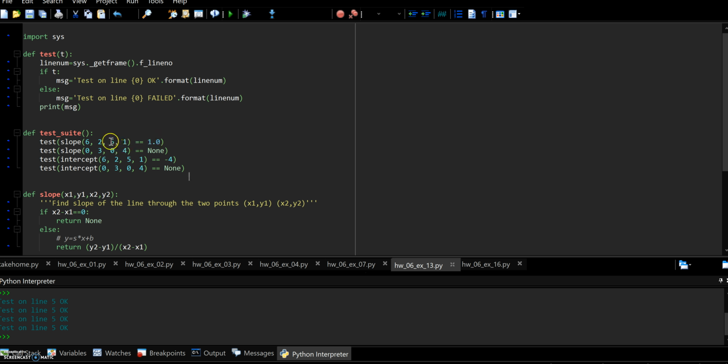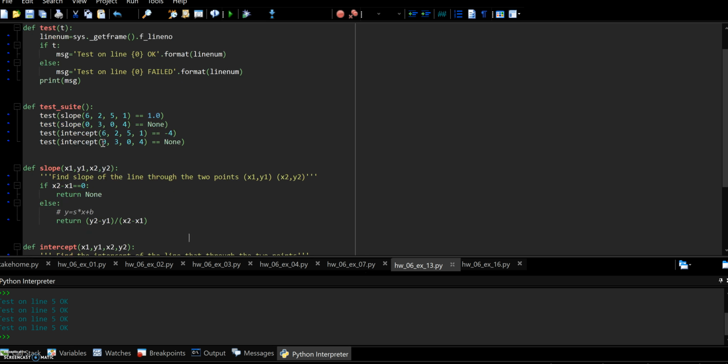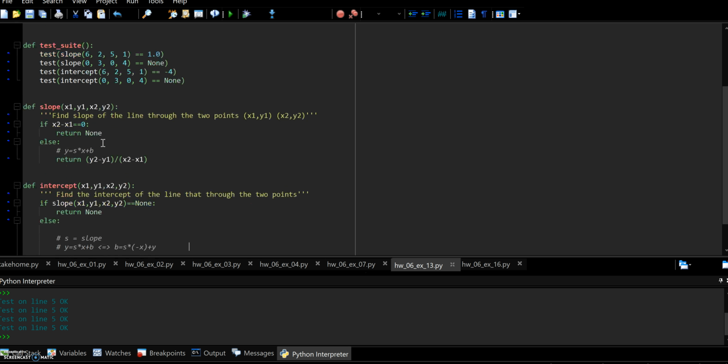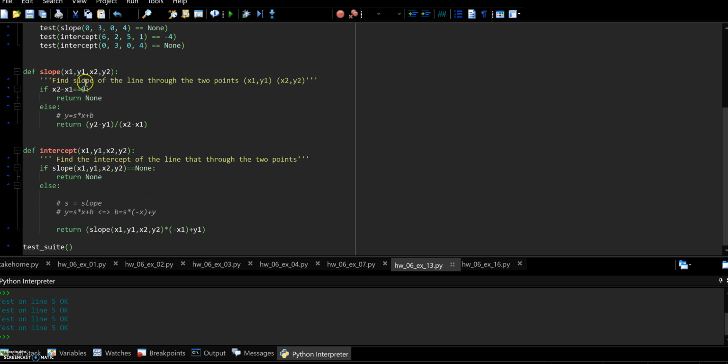And my second function is basically a function that contains several test cases that I have made and checked, and those test cases are for the next two functions. And here my third function is slope, and it has four parameters: x1, y1, x2, and y2. And this function is for finding the slope of a line that goes through the 2 points x1, y1, and x2, y2.